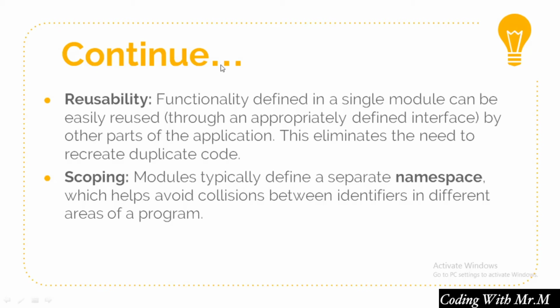The next advantage that we have is reusability. I think we have covered it in the starting slides. Functionality defined in a single module can be easily reused by other parts of the application, by simply importing it through an appropriately defined interface. This eliminates the need to recreate duplicate code. Then scoping: modules typically define separate namespaces, which helps avoid collision between identifiers in different areas of a program.